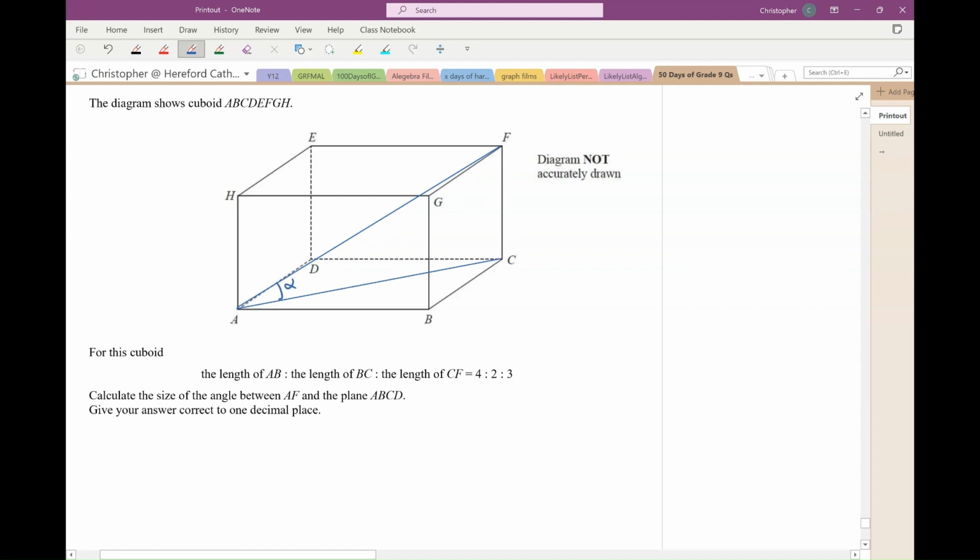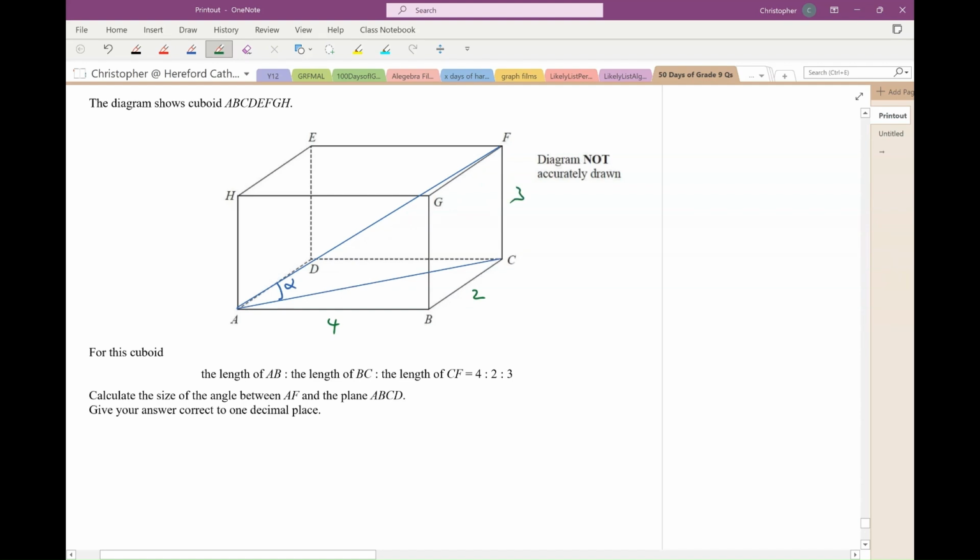Now I'm being asked the angle, but I'm only given the ratios of the sides. But I might as well take those as the side lengths, because if I know the ratios of the sides, then any triangle will have the same angle if the sides are in that ratio. So the length of AB is 4, the length of BC is 2, and the length of CF is 3.